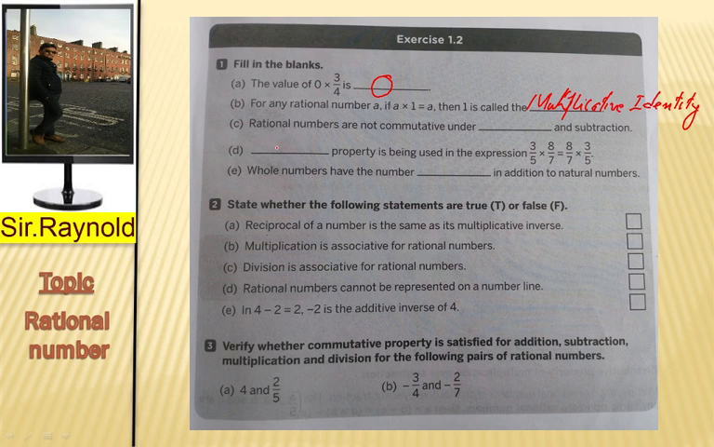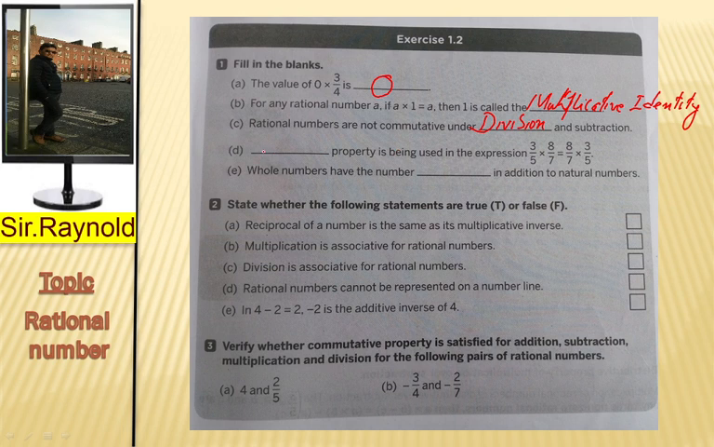Then in number C, rational numbers are not commutative under. Yes, if you remember, in the last class I talked about the commutative property. There I told you only addition and multiplication are commutative. That means what is not commutative are subtraction and division. So your division is not commutative. I hope you remember this.